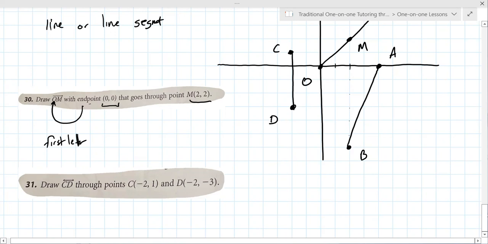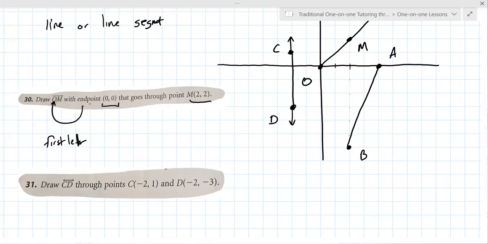Is that a line? Yes. No. Wait, no. That's just a line segment. So I have to extend both lines and put an arrow on them. Your instructor is going to look and see, did you put the arrows? That's really all they're looking for. Arrows are very important when you're drawing a line. For a line segment, no.